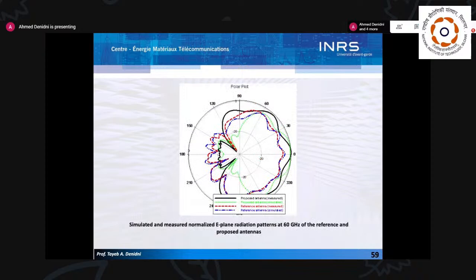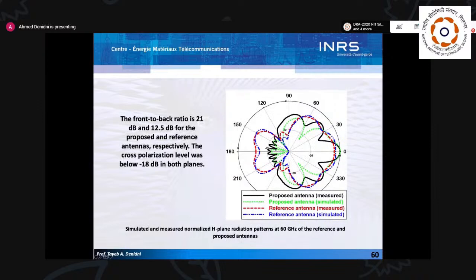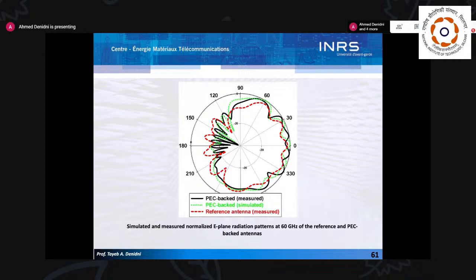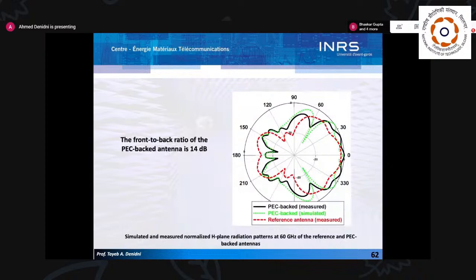And now is the radiation pattern. You can see because we use the EMC, we reduce the back lobe here at the H plane and E plane. This is without EMC, this is with EMC. And for the other plane, we can see it also. This is the measurement, the simulation, and the reference element you see here.